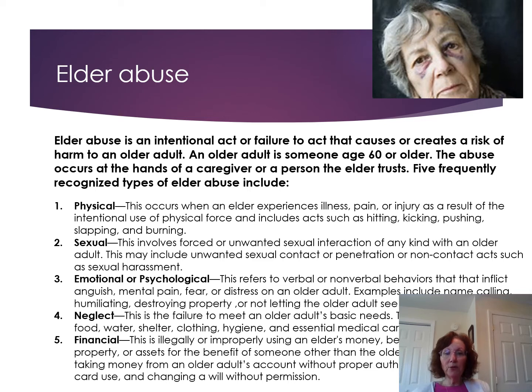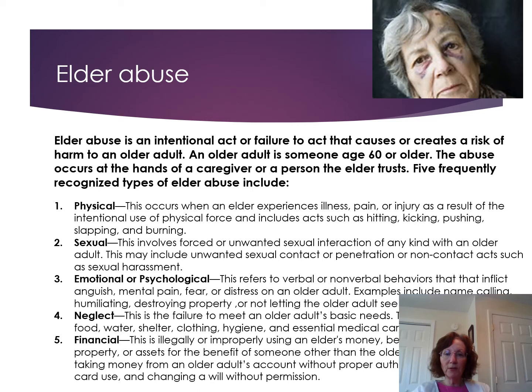Elder abuse. Elder abuse is the intentional act or failure to act that causes or creates a risk of harm to an older adult. That older adult is someone age 60 or older, and in some states it's over 65. The abuse occurs from the hands of a caregiver or a person the elder trusts. 5 frequently recognized types of elder abuse include physical.